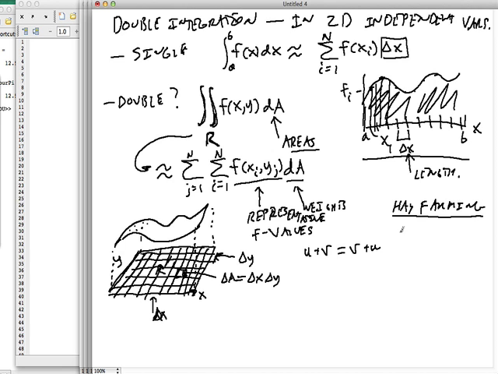All right, and that's the notion of an iterated integral. So an iterated integral is simply the idea of do x in rows, and then do the y in columns.